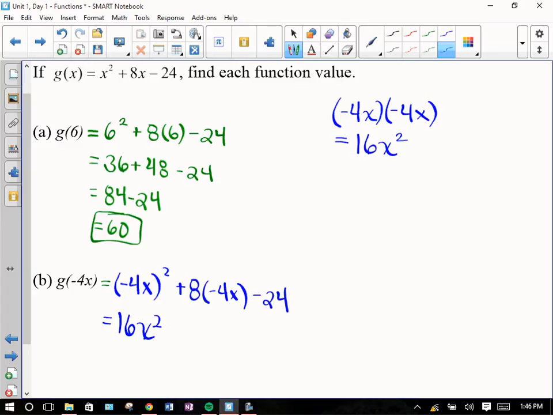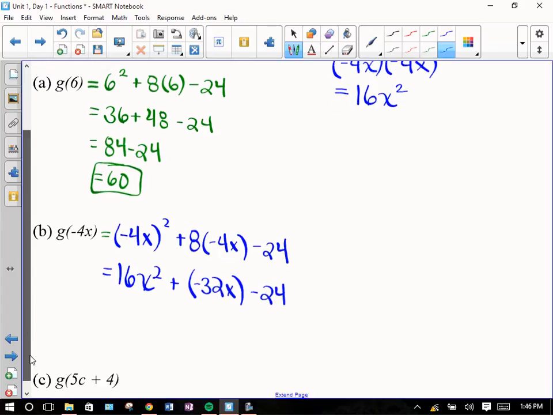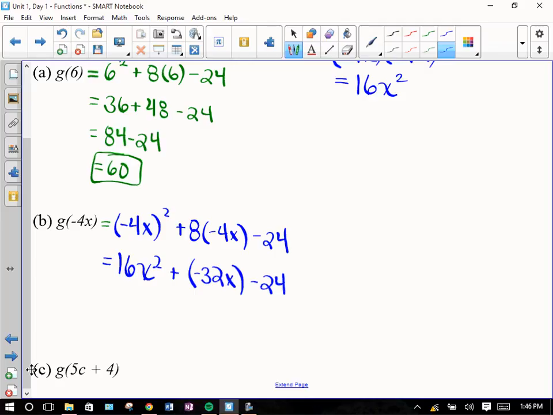So negative 4 squared times x squared, plus 8 times negative 4x. 8 times negative 4x is going to be negative 32x. Minus 24. So we have 16x squared minus 32x minus 24.